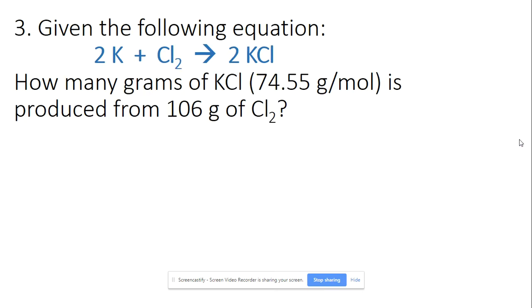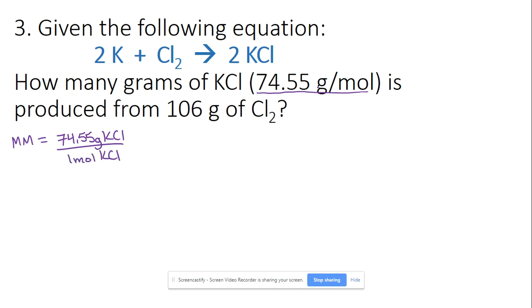Moving on to question number 3, there are 2 parts to question number 3. I'm actually going to be doing the second part, where it asks how many grams of KCl is produced from 106 grams of Cl2. So this question is really nice because they actually already give you the molar mass of KCl. So I'm just going to fill that in on the side. Molar mass equals 74.55 grams of KCl over 1 mole of KCl.